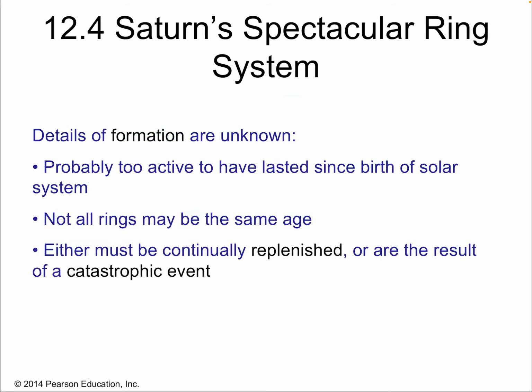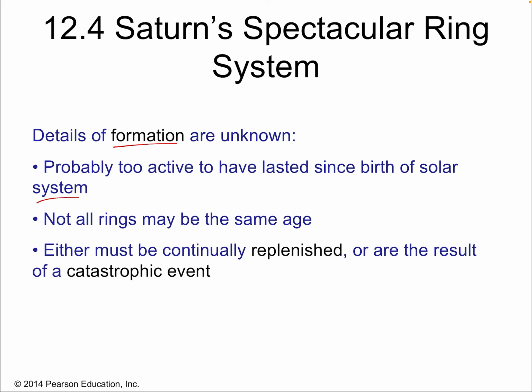Okay? So the details of the formation are unknown. Again, it's a modern theory. This is current science, speculating on the idea that the rings don't last that long. But it's really the dominant theory because otherwise there's no good explanation about why they would be so reflective, right? They can't last that long if they're that reflective. They must get formed and reformed. And we just happen to see the results of rather recent rings. Okay, they're probably too active to have lasted since the birth of the solar system, all right?